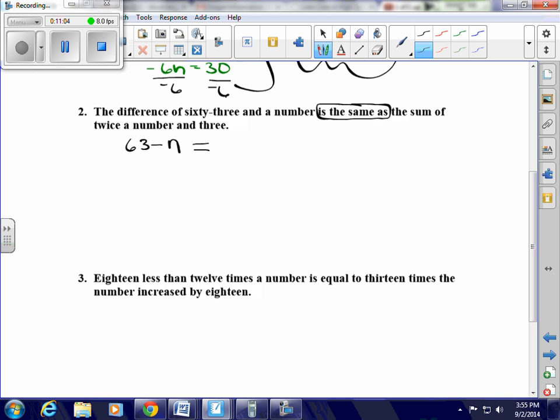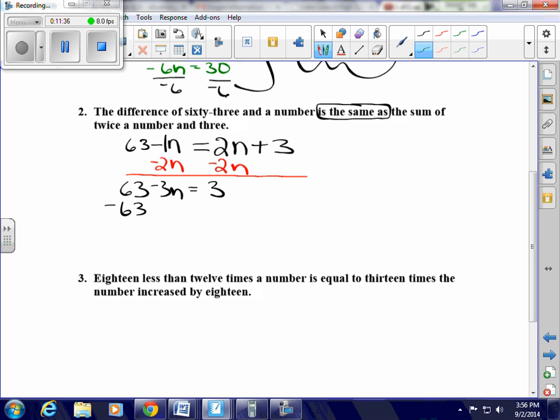Then we have the sum of twice a number and 3. The sum of means we're going to be adding something. What are we going to be adding? Well, twice a number would be 2n and 3. So I'm going to take the n's on the right side and cancel them out. So I'm going to have 63, bring it down. Now I have negative 1n minus 2n is negative 3n is equal to 3.